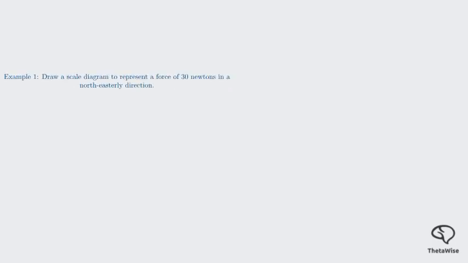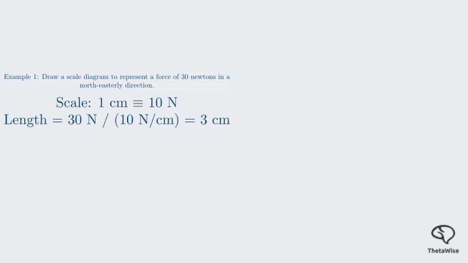Our objective here is to learn how to represent vector quantities geometrically. We're asked to draw a scale diagram representing a force of 30 newtons in a northeasterly direction. A northeasterly direction means it lies exactly between north and east. First, we must define a scale. The problem states we can use a scale where 1 centimeter represents 10 newtons. This scale helps us convert the vector's magnitude into a measurable length. So, to represent a force of 30 newtons, we'll need an arrow that is 3 centimeters long. This length, 3 centimeters, directly corresponds to the vector's magnitude.